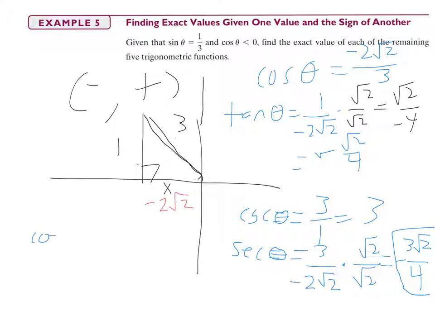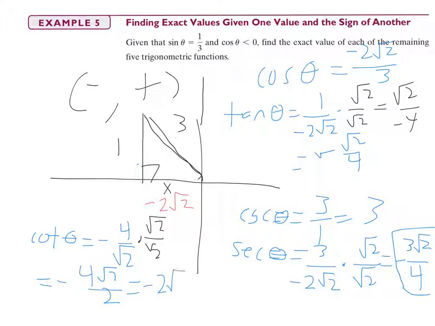And cotangent, you flip the tangent, so it'd be negative 4 over square root of 2. Multiply by square root of 2 over square root of 2. So that would be negative 4 square roots of 2 over 2, which would be negative 2 square roots of 2. And there are the values of the other 5 trig functions.